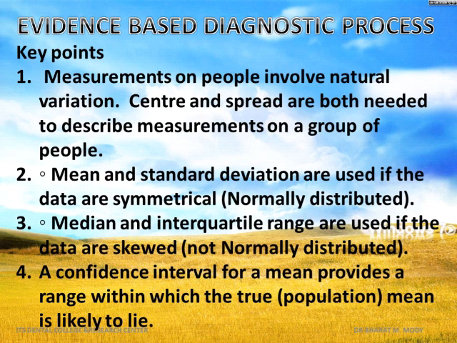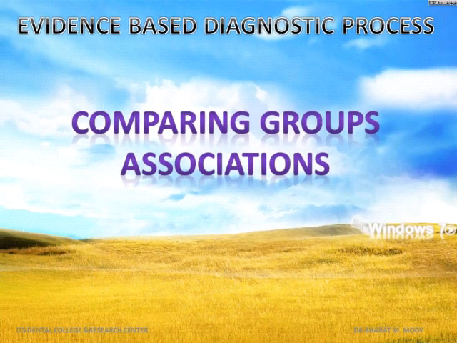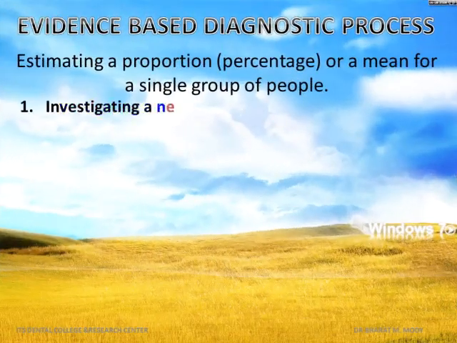Measurements of people involve natural variation. The mean and standard deviation are used if the data is symmetrical, that is normal. But the median and interquartile range are used when they are not normal. And a confidence interval for a mean provides a range within which the true population mean is likely to be. So now let us go for comparing groups, and finding association and correlations.